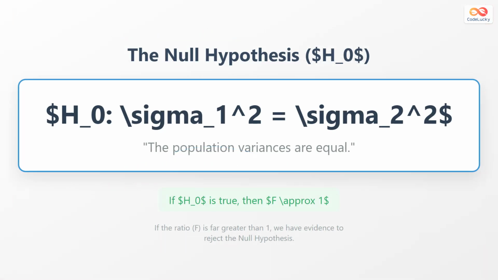In a hypothesis test using the F-distribution, our null hypothesis states that the two population variances are equal. If this is true, the ratio of the sample variances should be close to 1. If we calculate an F-value that is much larger than 1, it suggests that the variances are likely not equal.